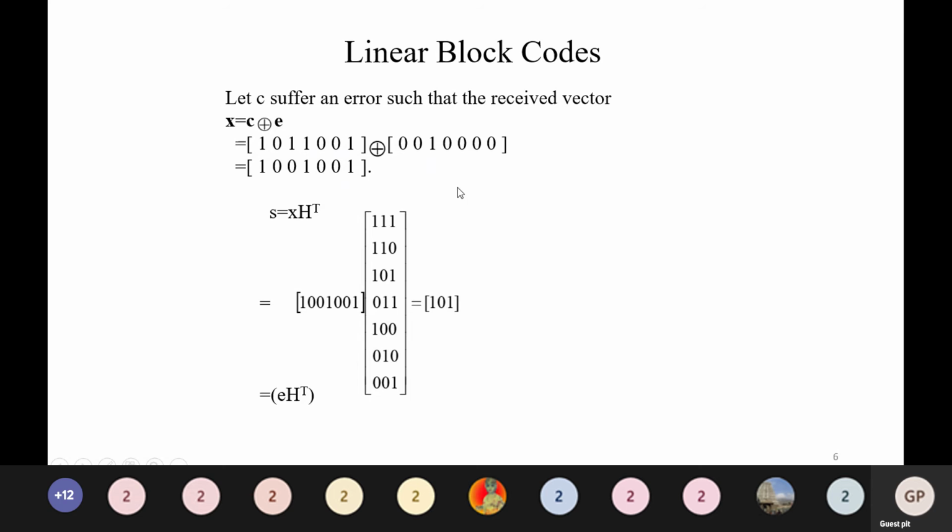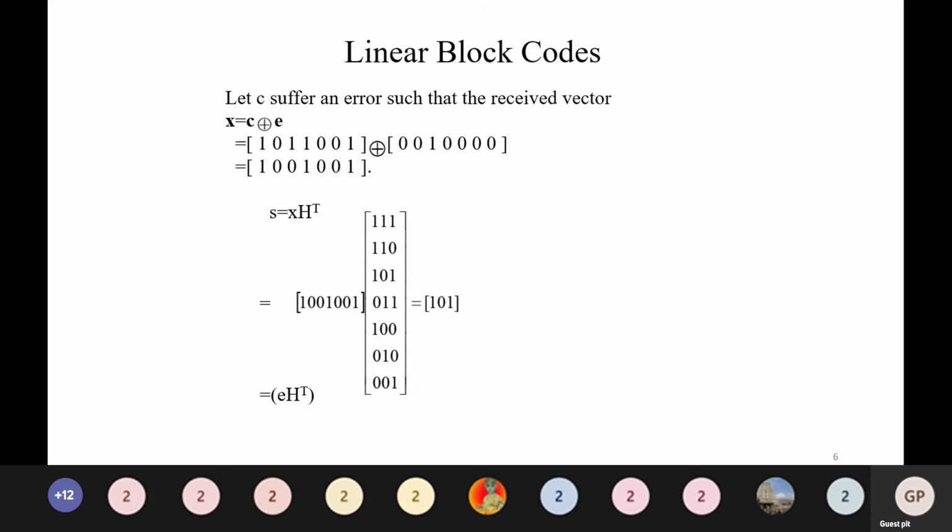S is equal to X into H transpose. If we just multiply this, you'll be getting 101. But what this 101 implies is that you have to search in the table. Now 101 is in the third position: 1, 2, 3, in the third position. So the error is there in the third bit. So you can detect errors just like that.